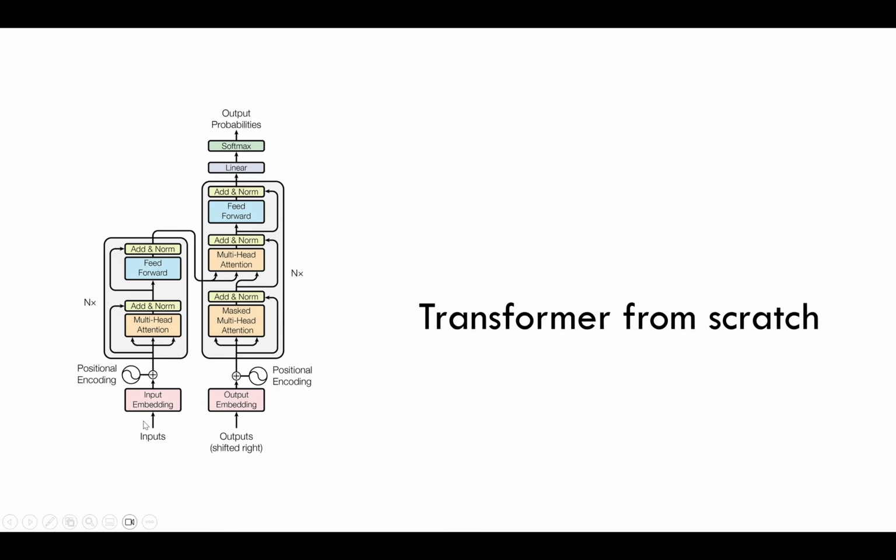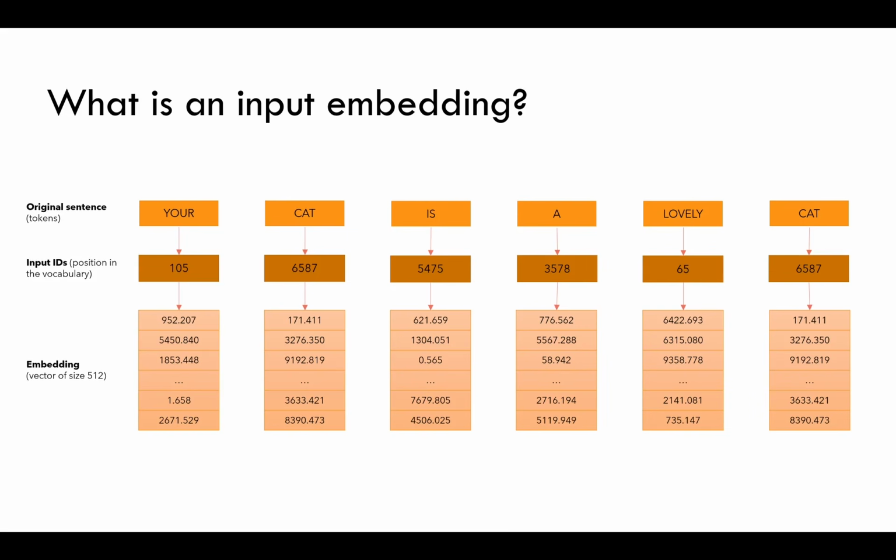What is the input embedding? As you remember from my previous video, the input embeddings allow us to convert the original sentence into a vector of 512 dimensions. For example, in this sentence, your cat is a lovely cat. First, we convert the sentence into a list of input IDs, that is, numbers that correspond to the position of each word inside the vocabulary. And then each of these numbers corresponds to an embedding, which is a vector of size 512. So let's build this layer first.